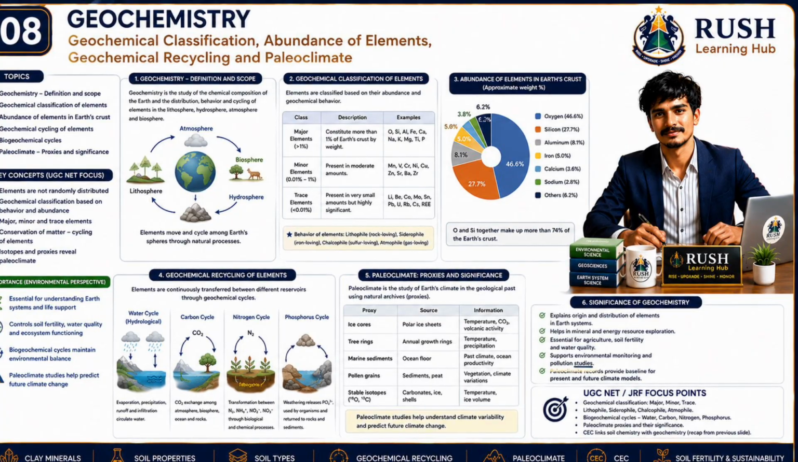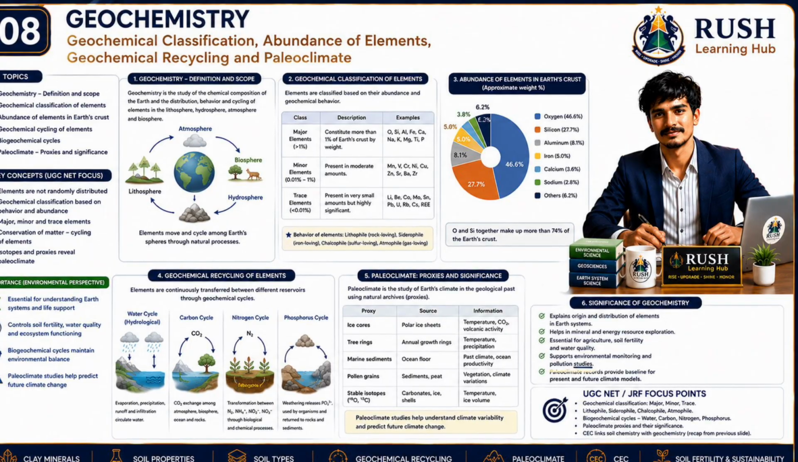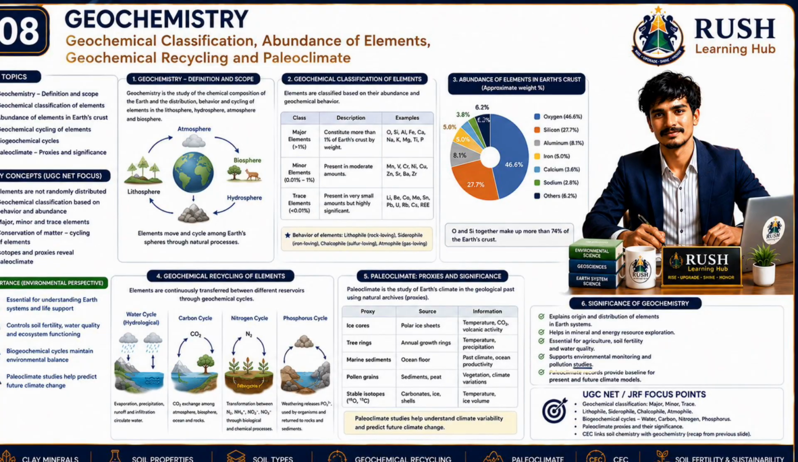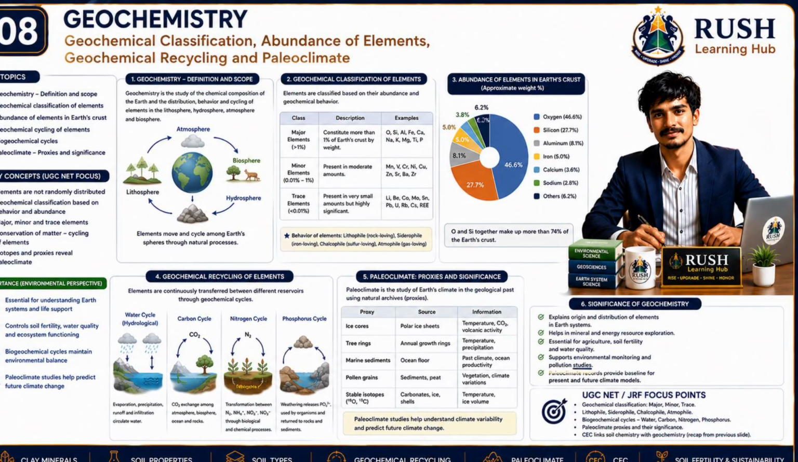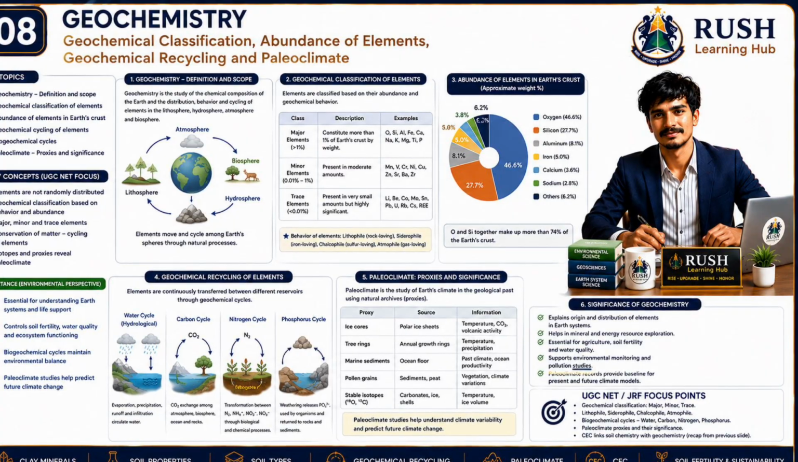The second group is siderophile elements. Siderophile means iron-loving elements. These elements possess affinity for metallic iron and are concentrated mainly in the Earth's core. Examples include iron, nickel, cobalt, platinum, and gold.